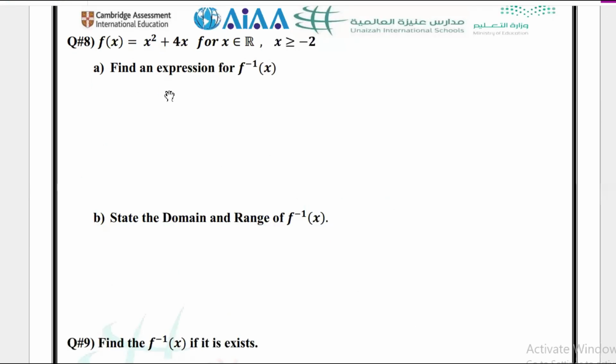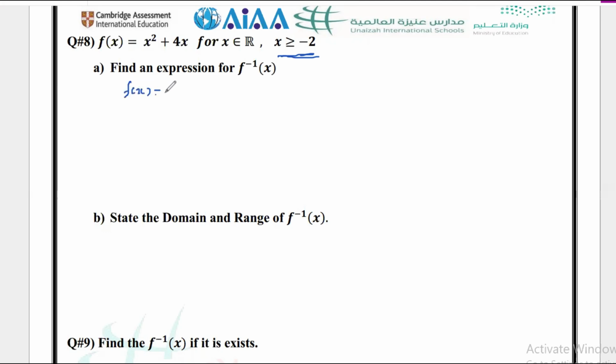Next, question number 8, f of x equals x squared plus 4x for x belonging to the real numbers where x is greater than or equal to minus 2. So remember it's a U shape, and when we have a U shape it's a many-one function, but for a many-one function the inverse function is not possible. It is possible only when we have a certain domain of x, like here they mention x greater than or equal to minus 2. For this domain, this is a one-one function, so we can find the inverse.